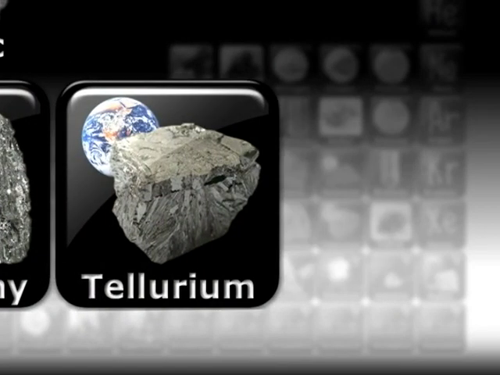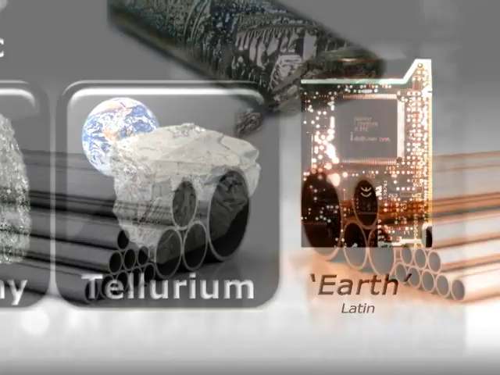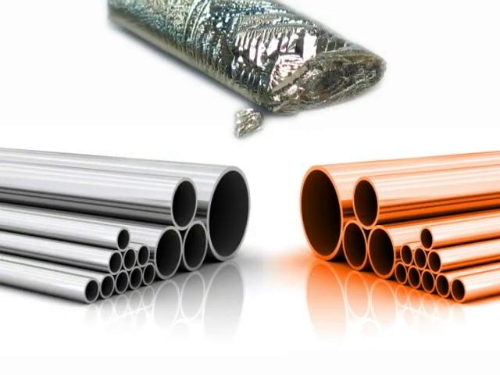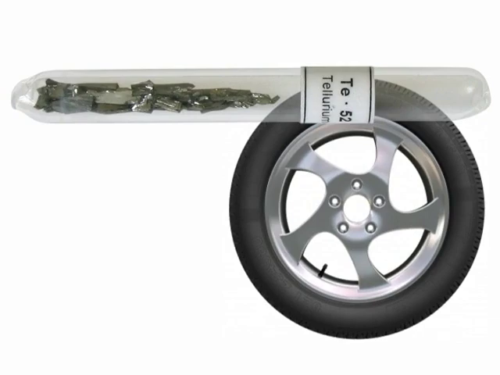Tellurium, from the Latin tellus, meaning earth, in honor of our home planet. Of course, tellurium is used as a semiconductor as it is a semi-metal. It can be made to conduct electricity when you want it to. Most tellurium is alloyed with steel or copper, making them easier to work with. Tellurium also makes soft rubber into hardened car tires.